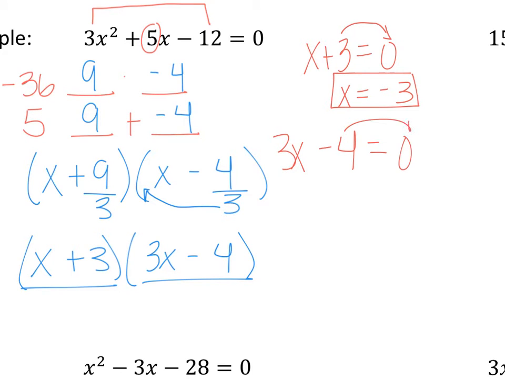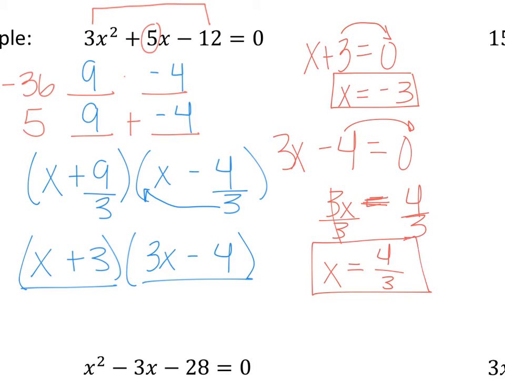Here I bring the negative 4 over, so it becomes positive 4. So 3x equals positive 4. Divide by 3, and you get x equals 4/3 since it does not divide evenly. So that's solving. The only difference here is we're just adding this extra step where you do need to set them equal to 0 once they've been factored.